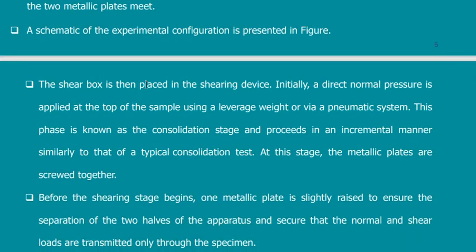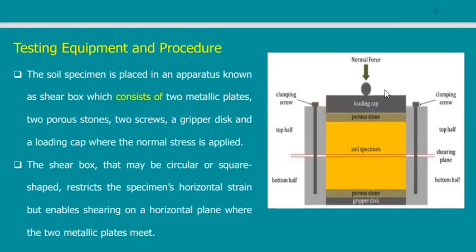The shear box is then placed in a shearing device. Initially, a direct normal pressure. This is the first thing. First thing, I have to apply a normal pressure on top. So I can do this test many times using the same type of soil, but each time I change the value of the normal stress.